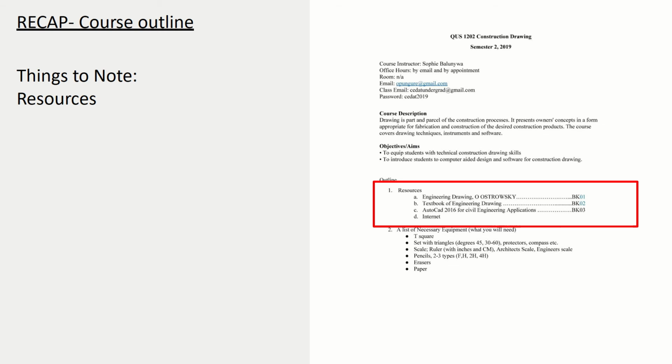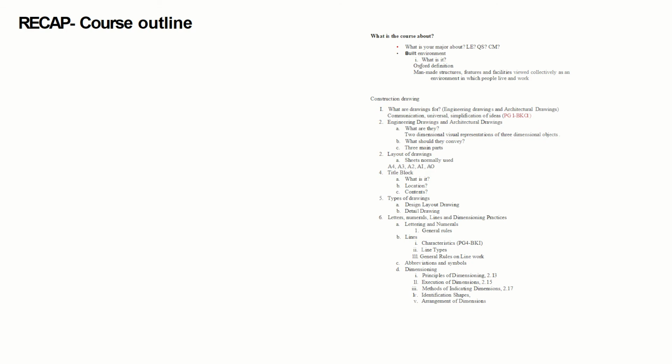Okay, so the next thing is the recap of the course outline and the number of things we looked at. You need to remember that we looked at what engineering drawings and architecture drawings are, what we use them for, communication, etc. Then what they are: basically two-dimensional representations of three-dimensional objects. What should they convey? In other words, what should they tell us when we produce architecture or engineering drawings? And also the three main parts of these drawings. All this should be in the first book.